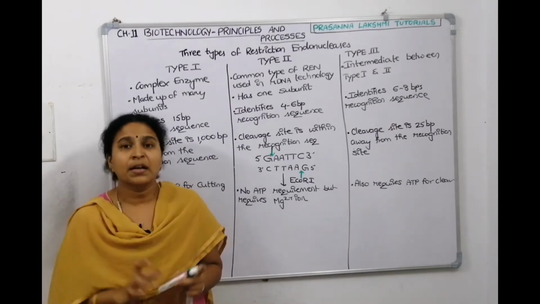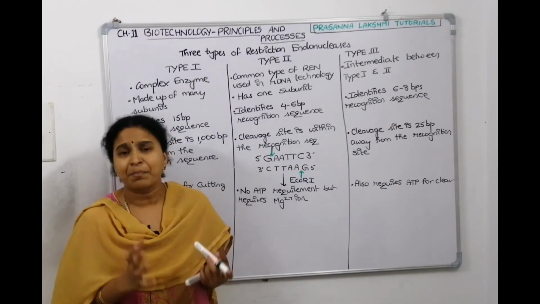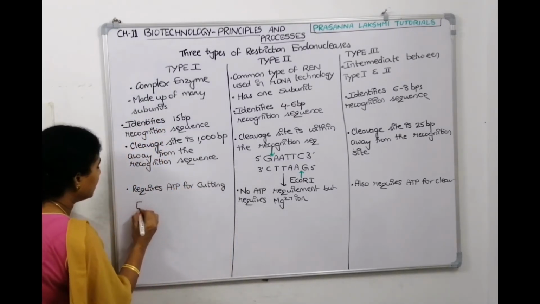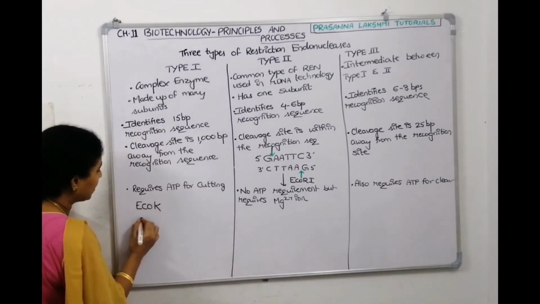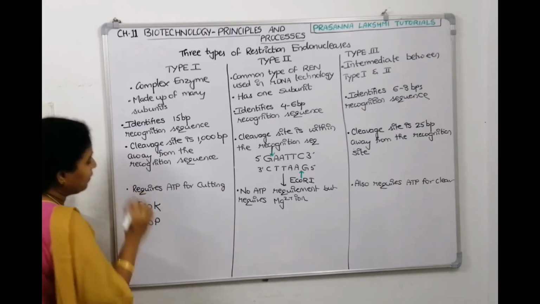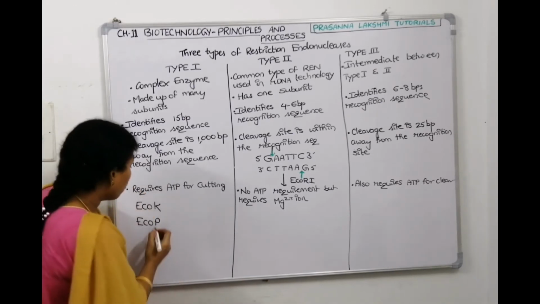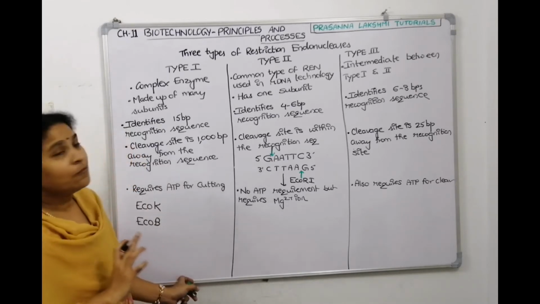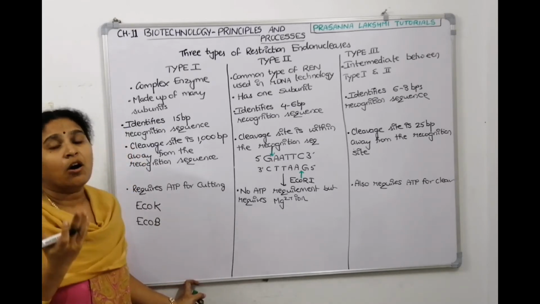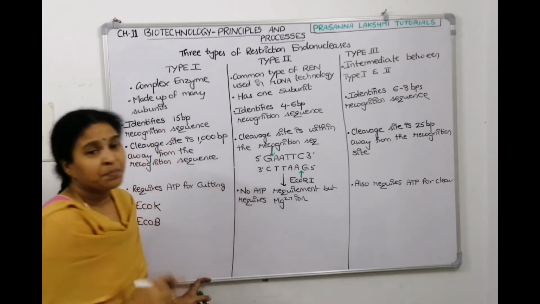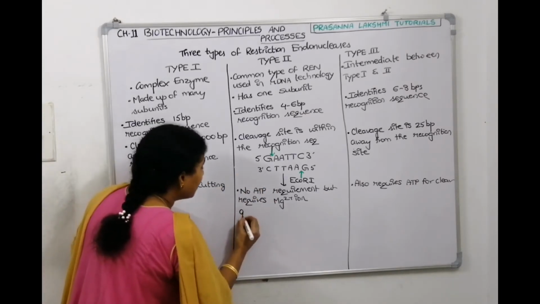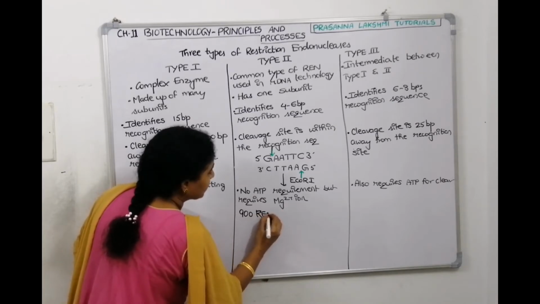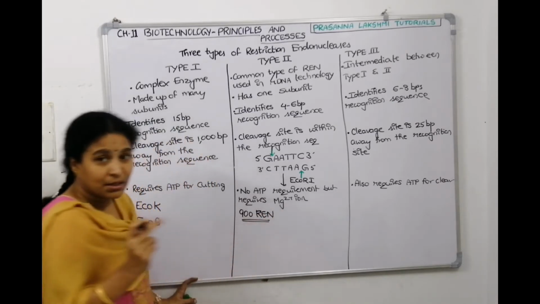ATP is not required. And if we have to list down some examples for type 1 enzymes, one example is EcoK, we can give EcoB also. EcoK and EcoB are examples of type 1. Type 2, how many are there? We wrote EcoR1. NCERT says that now we have 900 restriction enzymes which are available in the market.